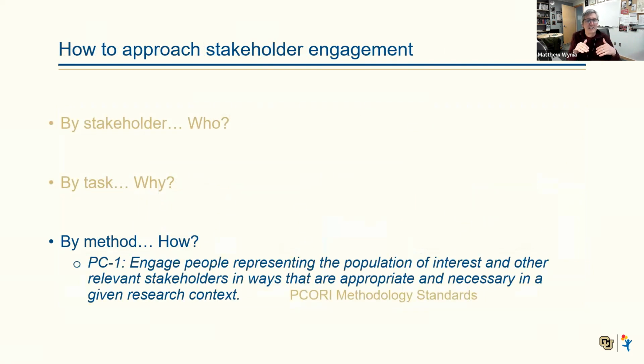Next slide, please. And then the last one here is how. What is the strategy you are going to use? What methods are you going to use? PCORI, unfortunately, has given us relatively little guidance on this. What they say is that you should engage appropriate populations, the population of interest, in ways that are appropriate and necessary for your given research context. It's useful to know that there may be multiple ways to do this, and that the best way may change depending on the research context. But that's not very much guidance if you start looking through the literature and realize there are 30 to 50 discrete methods for stakeholder engagement. You're thinking, well, which of these methods is appropriate or necessary for my research context?